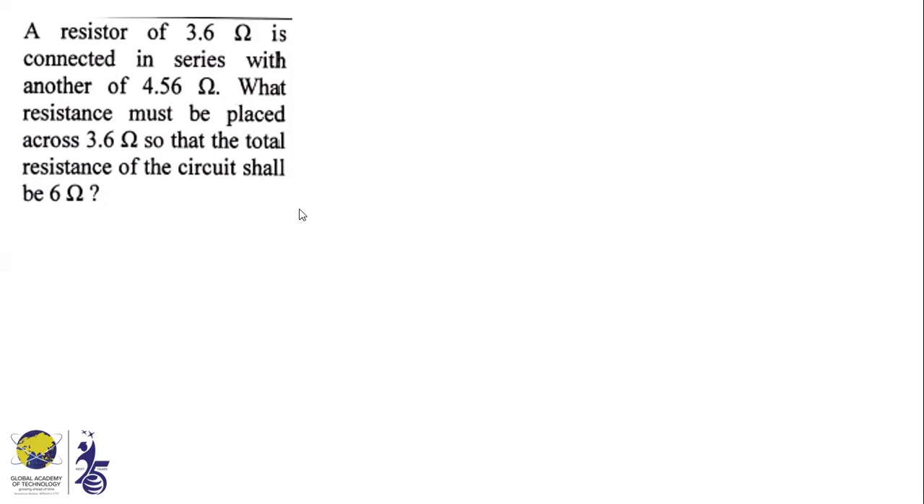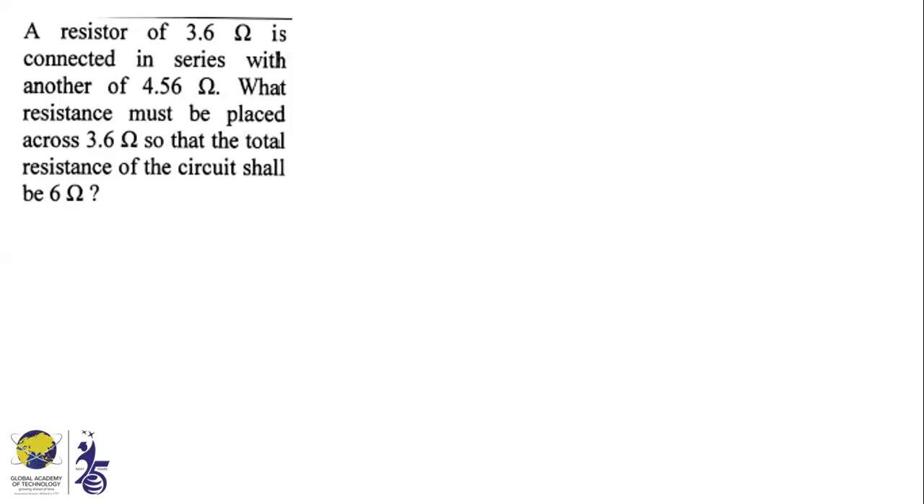Resistor of 3.6 ohm is connected in series with another of 4.56 ohm. What resistance must be placed across 3.6 ohm so that the total resistance of the circuit shall be 6 ohm.